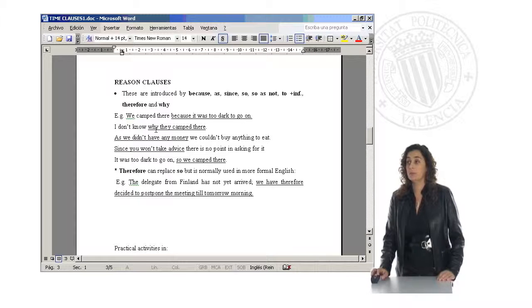Notice that we can use the question and the answer. But really the difference is that we're explaining the reason here, and here we don't know the reason. Notice the difference. The meaning is the same, but we have to use different conjunctions, because here we don't know, and here we are explaining the reason.